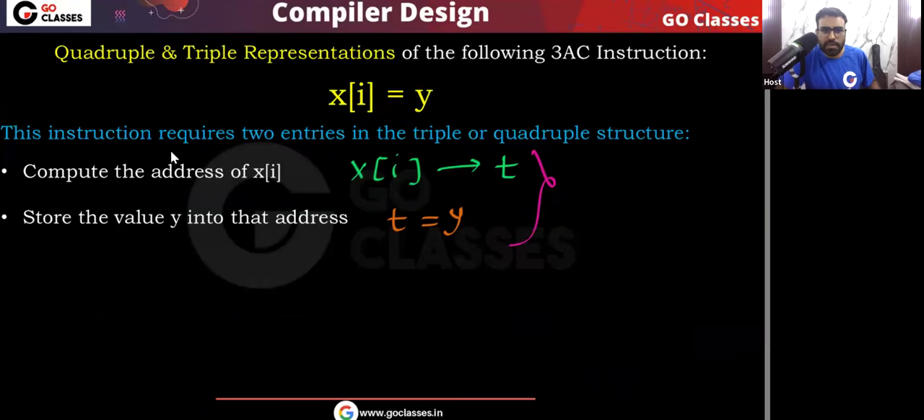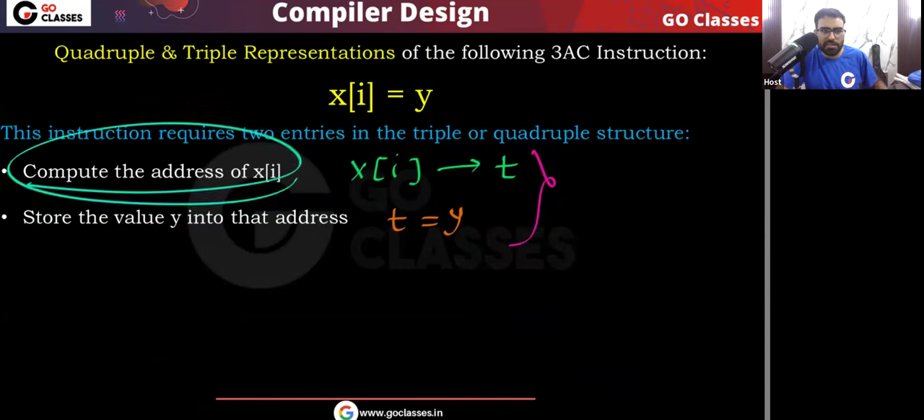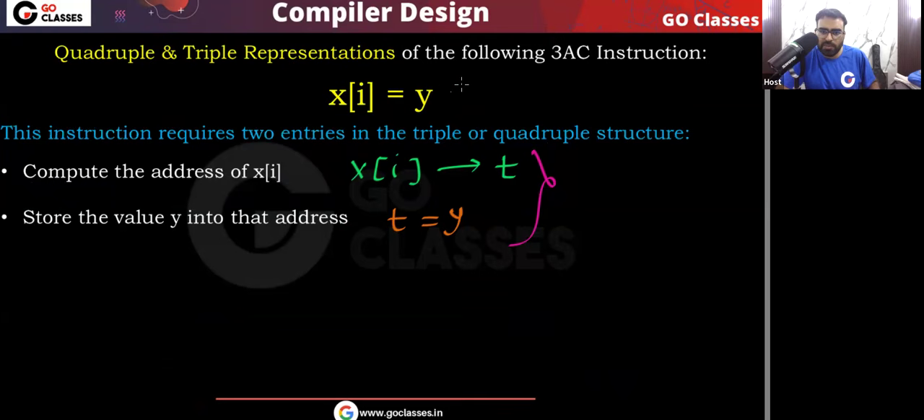So understand that for this three address code instruction, we need two entries in the triple and quadruple structure. The reason is very simple, because this value of y we are storing at the location x plus i. So the first entry is to compute the address of x[i] and store it in the temporary variable t, and then at this location t you store the value y. Very simple.